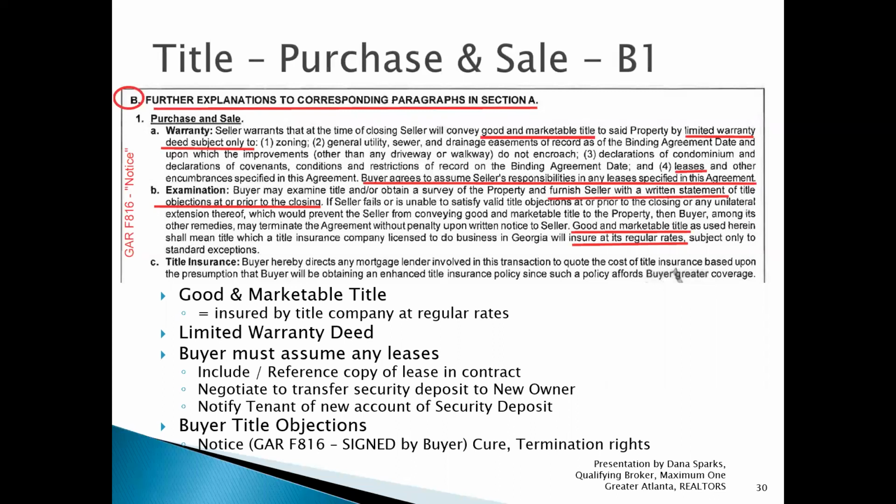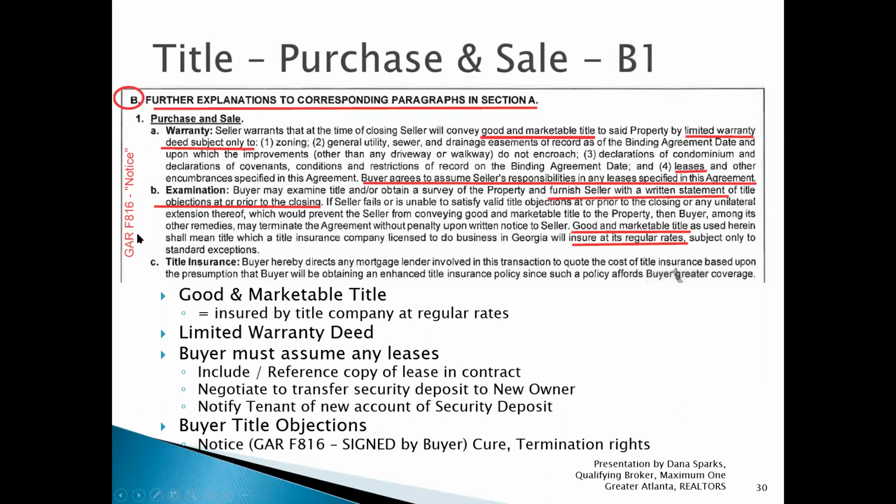If there's an issue with the title, then the buyer is required to send the seller a written statement of objections at or prior to closing. The closing attorney is not a party to the contract. It is not the closing attorney's responsibility to notify the buyer and the seller of a title issue. If you do get communication from the closing attorney, that does not fulfill the terms of the contract. This says the buyer must send the seller a written statement.